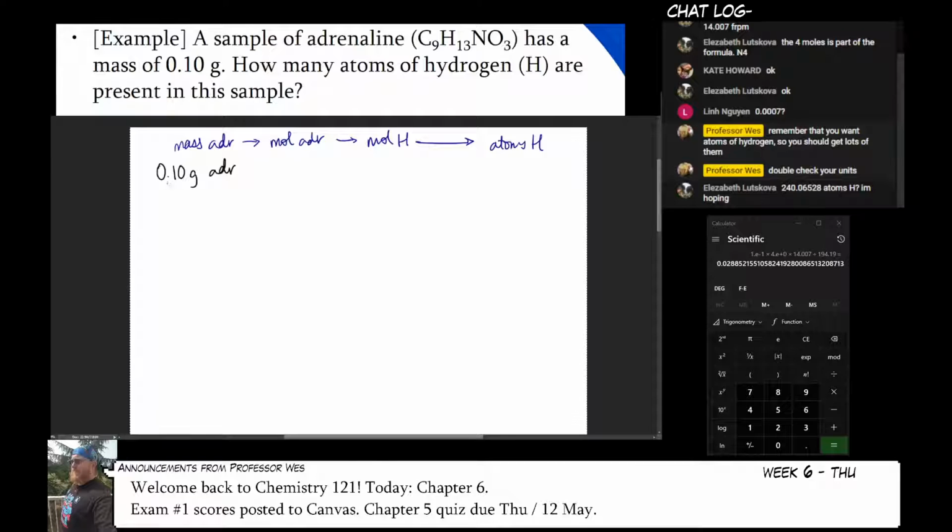So let's do that calculation. We got 0.1 grams of adrenaline. We'll turn grams of adrenaline into moles of adrenaline. And in 1 mole, there are how many grams? I'm going to just do this on Lentech behind the scenes.